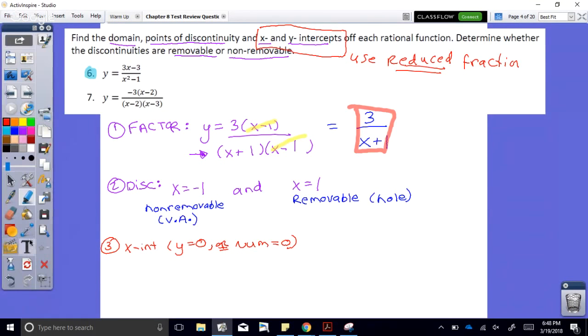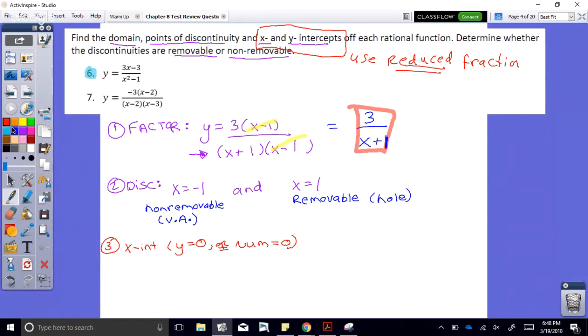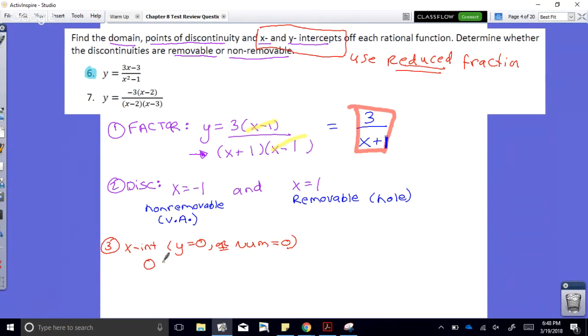So when it comes to the x and y-intercepts, this is the piece that we have got to use. So if I come and set the numerator equal to 0, well, that makes 0 equal to 3. Since there are no more x's in the numerator and 0 does not equal 3, then we say that there is no x-intercept.